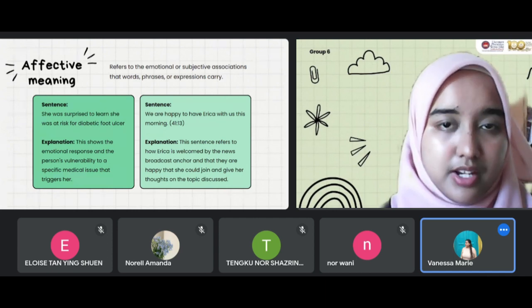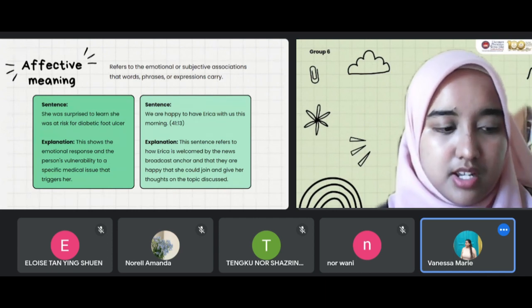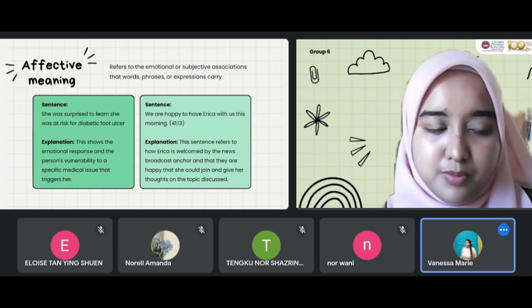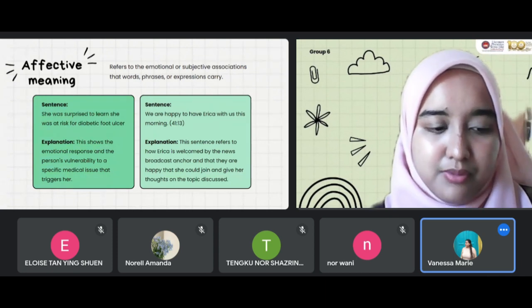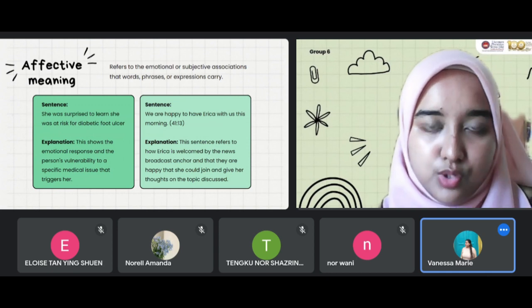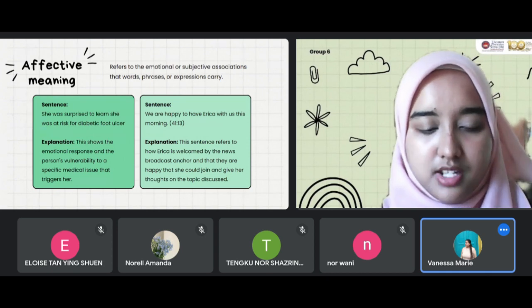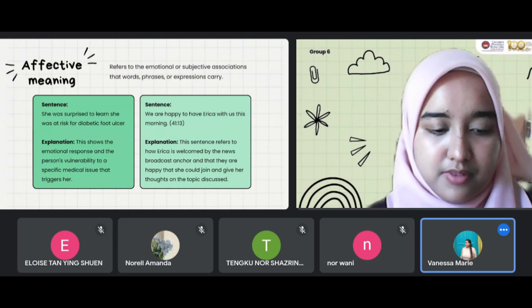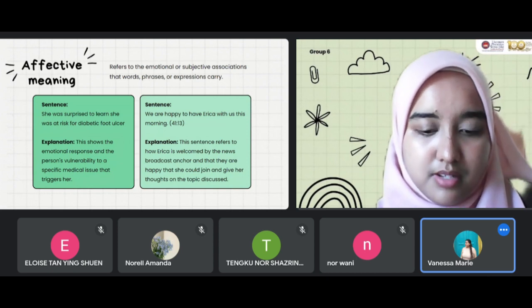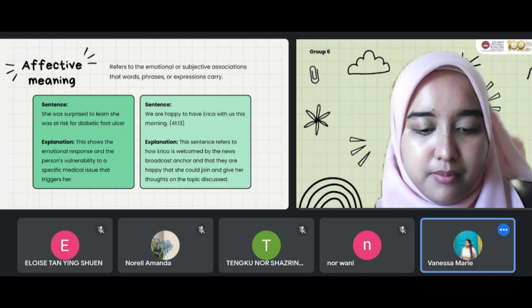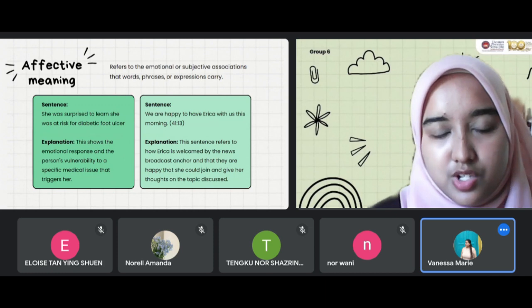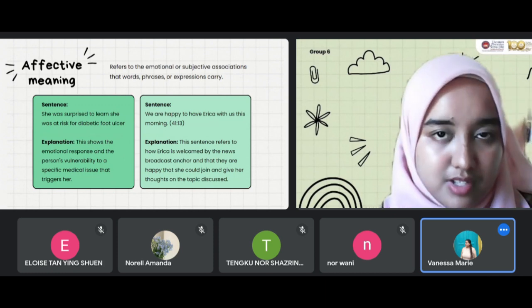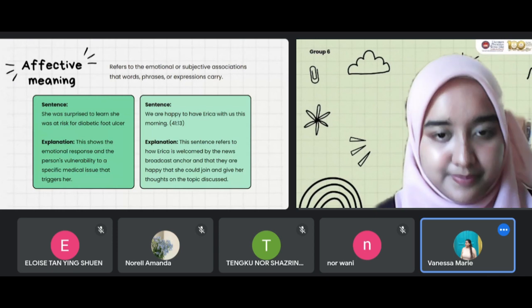The sentence is effective in semantics because it conveys an emotional response, specifically surprise, in the context of discovering a risk for diabetic foot ulcer. The emotional tone adds a layer of personal engagement and significance to the information being shared, making it more impactful for the reader or listener. The sentence is effective because it shows how surprised she is to know that she's at risk of diabetic foot ulcer. Next.